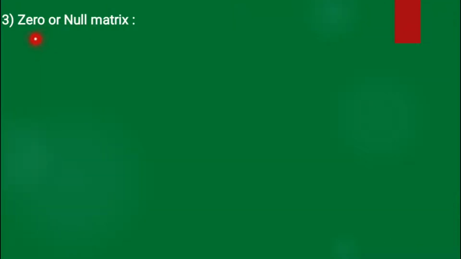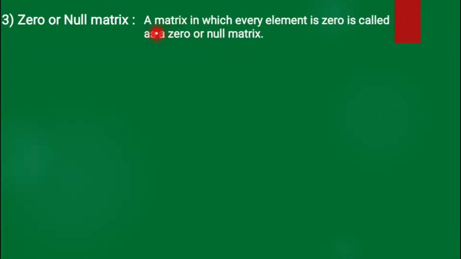Then next type is zero or null matrix. So see the definition. A matrix in which every element is 0 is called a zero or null matrix. Zero matrix is denoted by O. So we say here it is denoted by O.